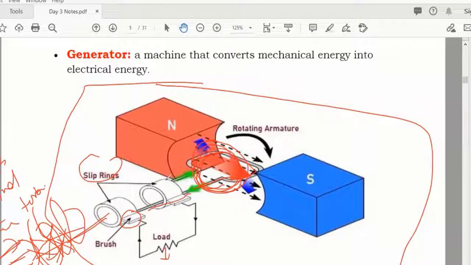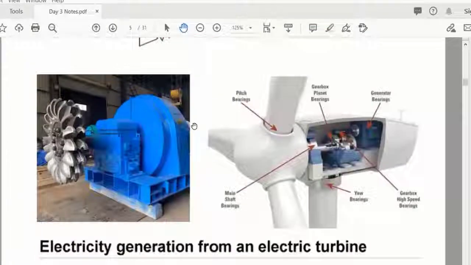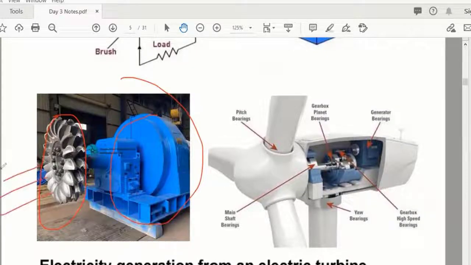Is it easy or difficult? Easy. Okay, now see here. This is the turbine part and this is the generator part. They already fit a turbine with a generator. If strong wind comes here, or water, or high pressure steam, it starts to rotate, and since it is fitted with the generator, electricity starts to be produced.